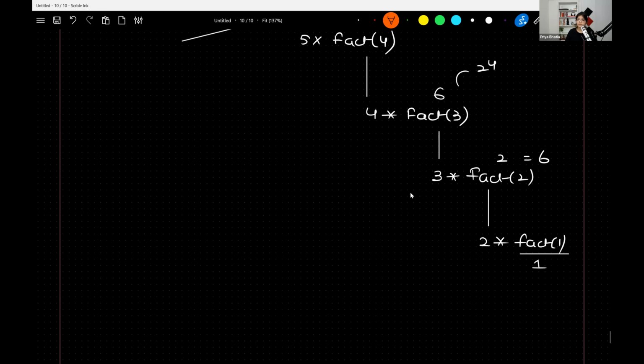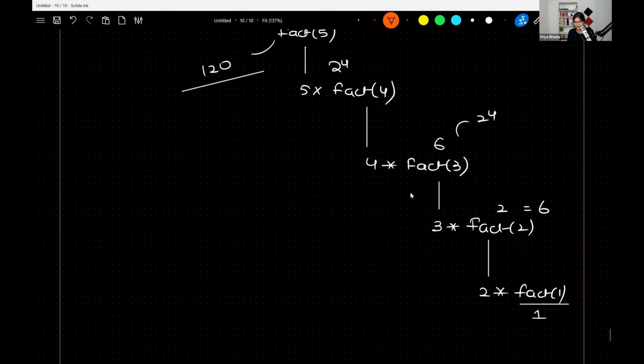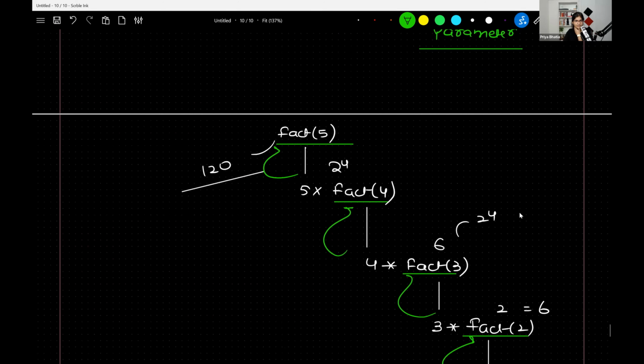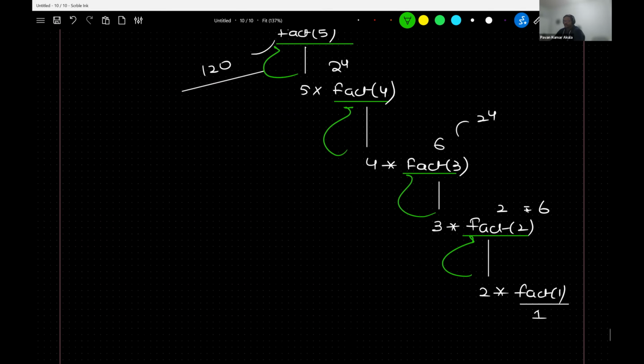Okay. Now you can ask me one question: Priya, how will my code know that once I get the answer of fact of 1 as 1, I have to go back to fact of 2, then fact of 3, then fact of 4, then fact of 5? Any idea? Does my computer system have some memory? Somewhere it is storing these function calls. What is happening internally? Stack. That's where the concept of a stack-based data structure came into the picture.